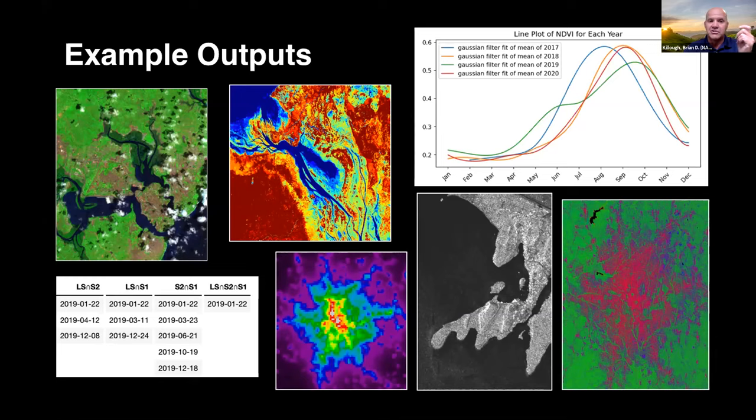And there's also these things called triple coincidences, which are extremely rare. The top right is a phenology curve looking at some agriculture. The grayscale image is a radar. What's really amazing about radar is you never have to worry about clouds. So all these issues we deal with on Landsat and Sentinel-2 every day are not present in the Sentinel-1 radar data. So these are just some quick examples.